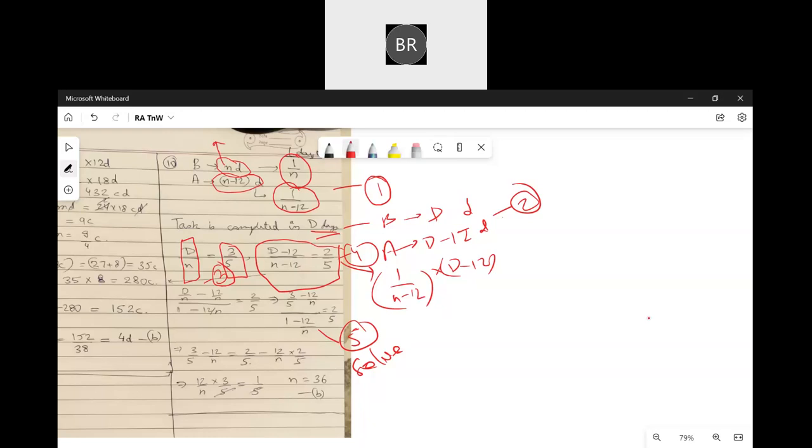Individually, if B could complete in n days, A could complete in n minus 12, but together they complete in D days, and A leaves 12 days before the work is completed, so A works for D minus 12 days. Once you understand these two parts, you will understand equations 3 and 4 as well.